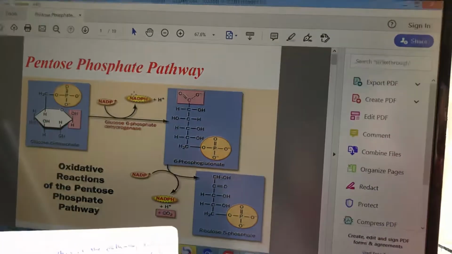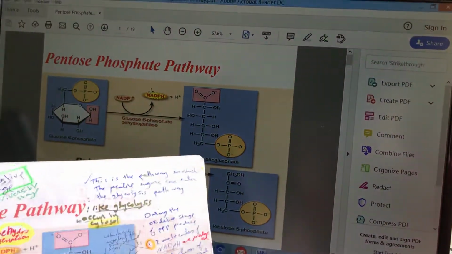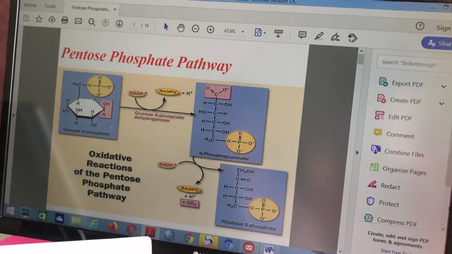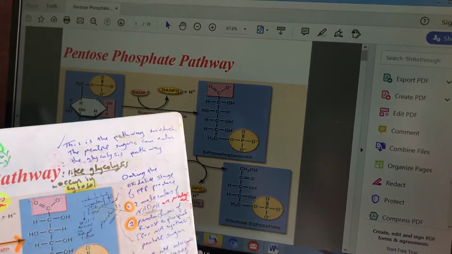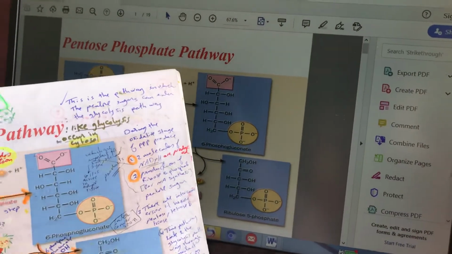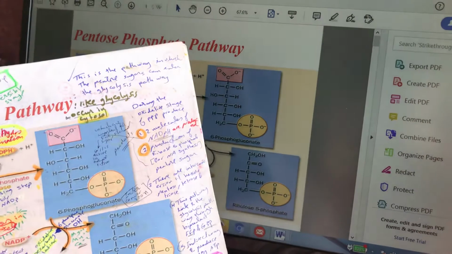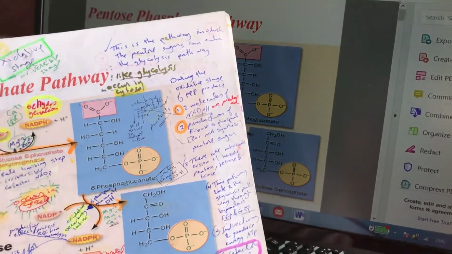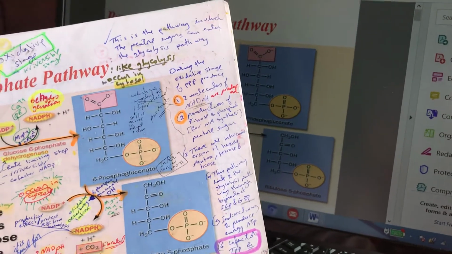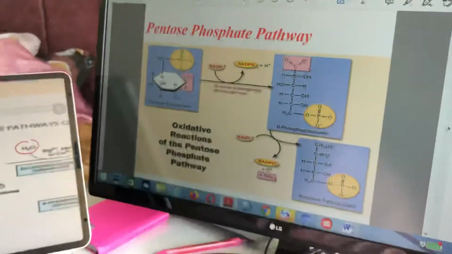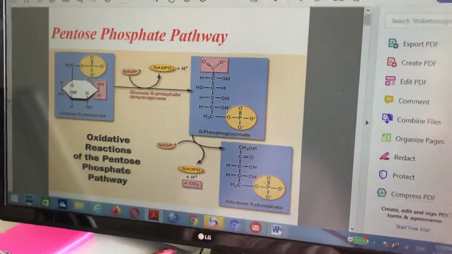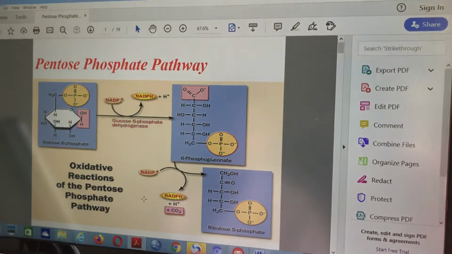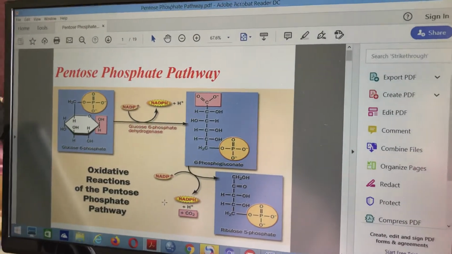The pentose phosphate pathway is divided into two stages. The first stage is the oxidative, irreversible stage, followed by stage 2, which is the non-oxidative stage. There is a series of reversible reactions. The oxidative stage produces two molecules of NADPH.